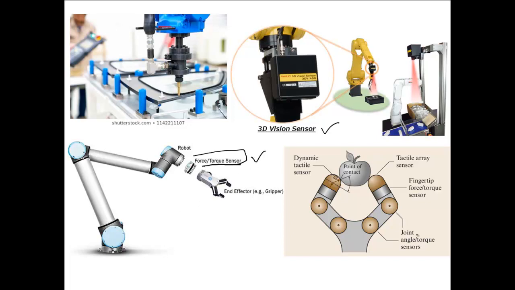Additionally, you can have joint angle or torque sensors. Joint angle sensors could be optical encoders, or something like potentiometers. You have tactile sensors, where you can detect pressure and other things, and you can even have dynamic tactile sensors.